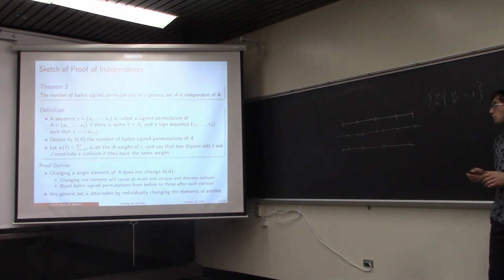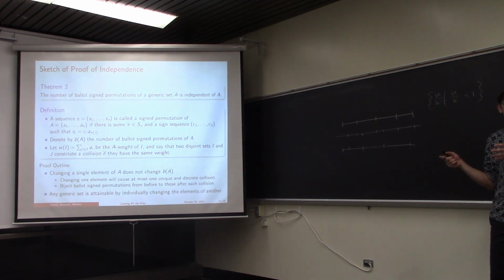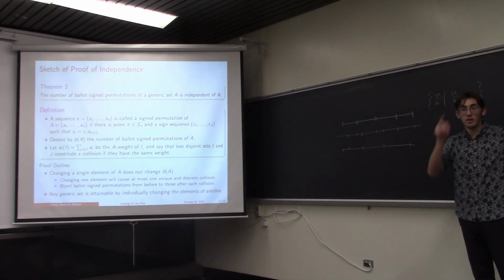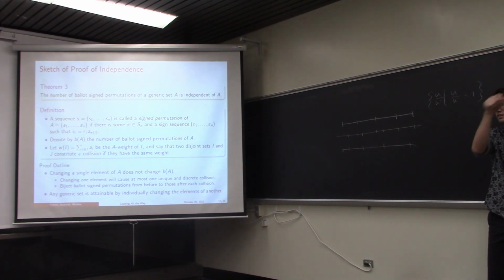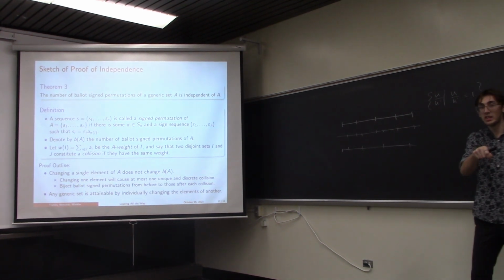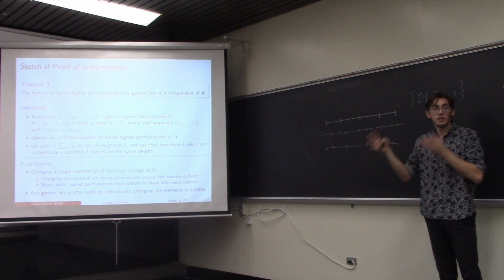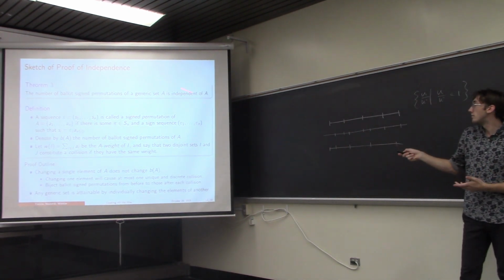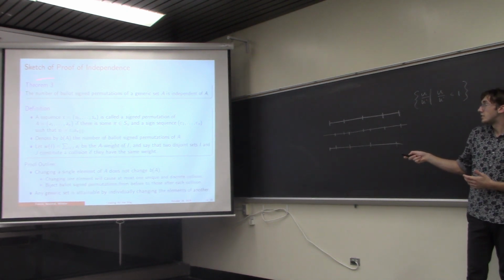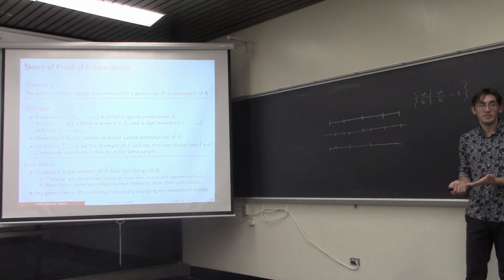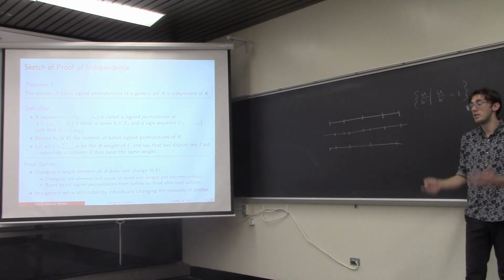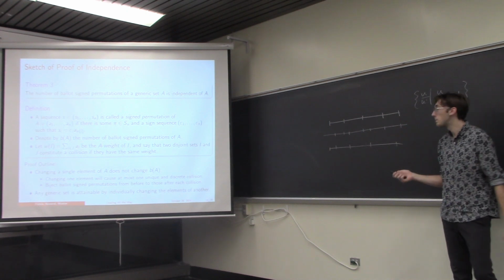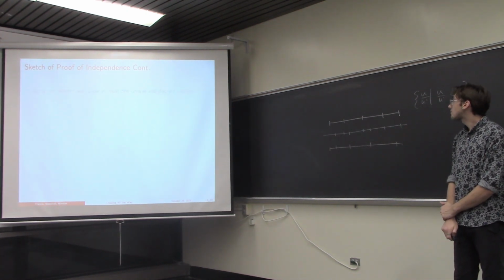The second part's easy. So any generic set can be attained by individually changing the elements of another. So if I have one generic set, I can do this process however many times there's an element in the set until we change one to the other. And because we proved that, that will prove that B of A is independent of A, and it just depends on the number of elements of A. We good with the statements? Okay. So let's do it.